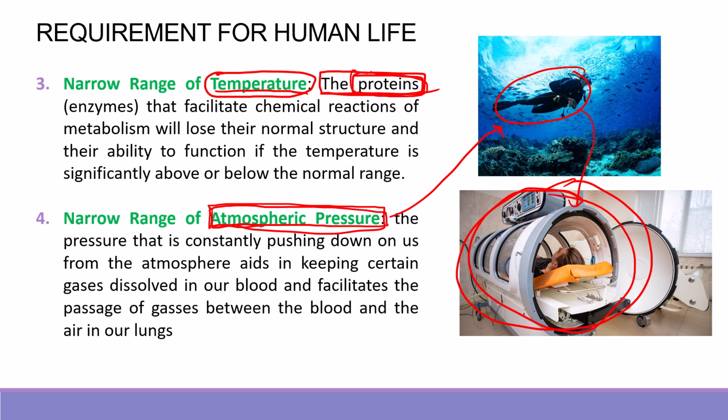Just know that those are the four major requirements that we need in our environment to be able to survive. We need oxygen in our environment. We need nutrients in our environment, carbohydrates, lipids, and proteins. We need proper temperatures and proper atmospheric pressures in the environment.